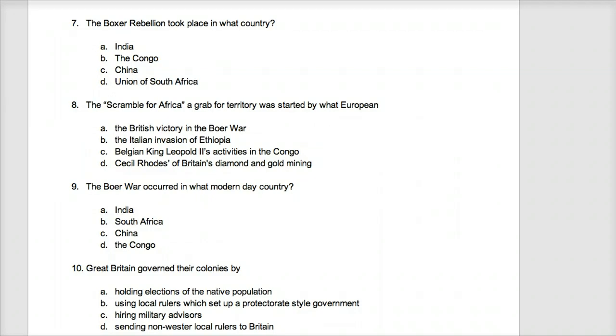9. The Boer War occurred in what modern-day country? A. India, B. South Africa, C. China, or D. the Congo.